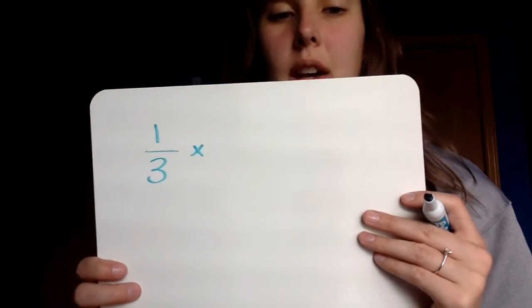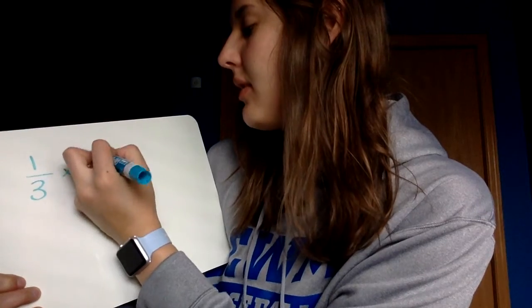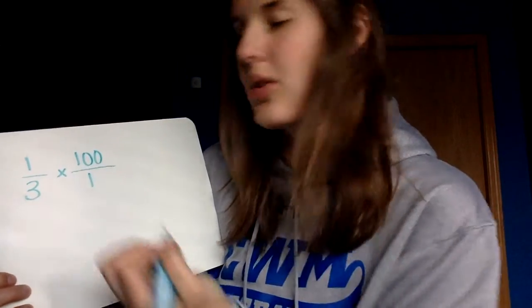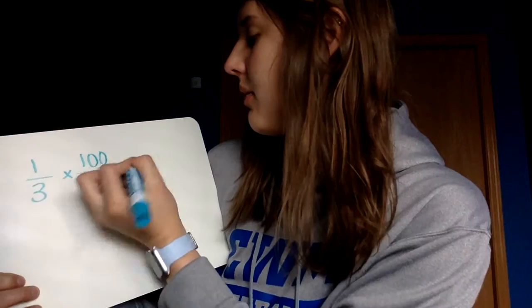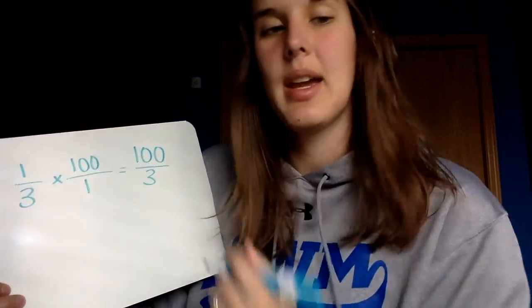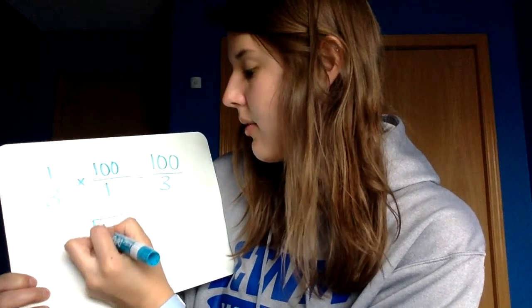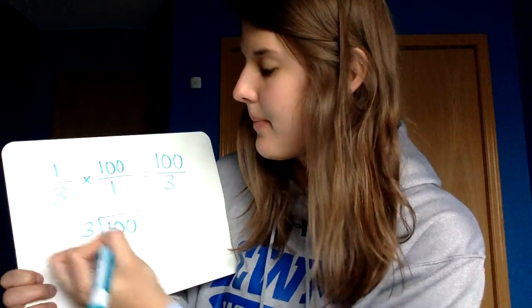So the first example, change 1/3 to a percent. So I write 1/3 as a fraction, and I'm going to multiply it by 100, but I need to do it as a fraction, so 100 over 1. That equals, if I multiply across, 100 over 3. I need to solve this division now. So I'm going to put it in the box, 100 divided by 3.